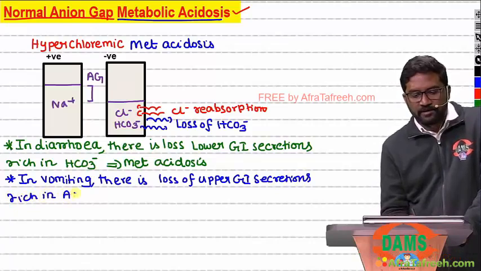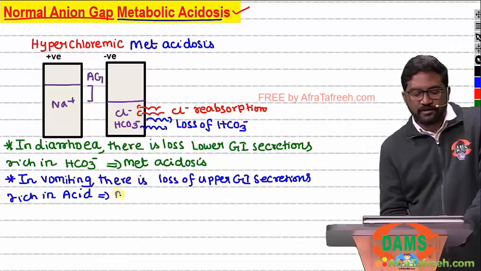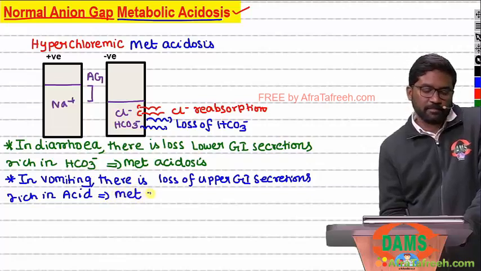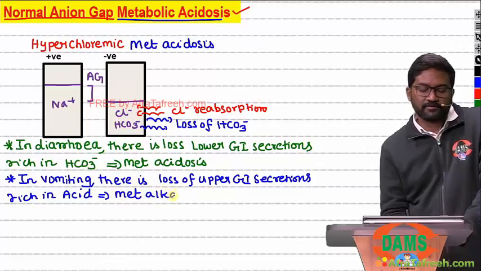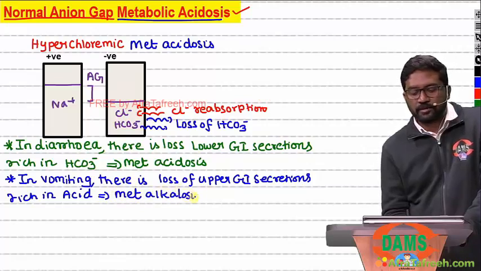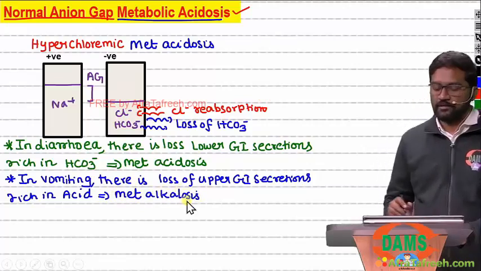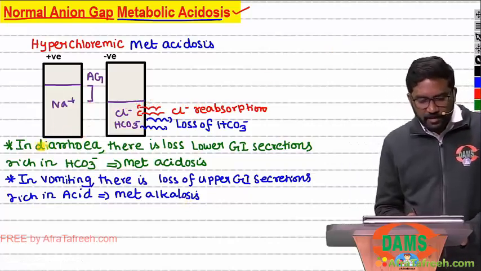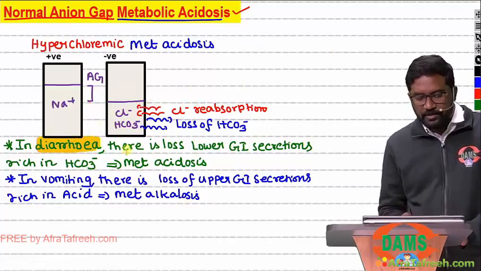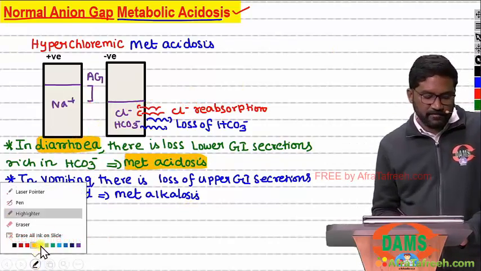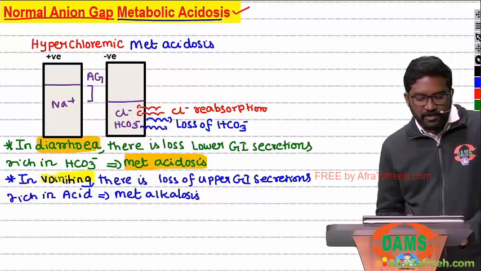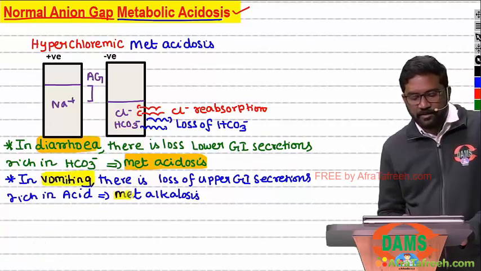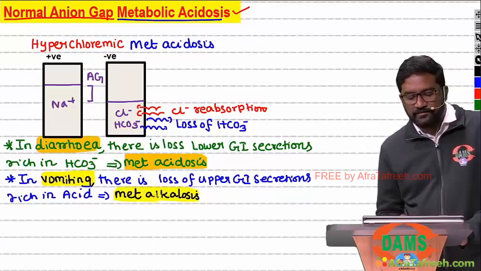Because acid is lost, what will this patient develop ultimately? Metabolic alkalosis. So in very simple words, diarrhea ultimately causes metabolic acidosis, whereas vomiting generally causes metabolic alkalosis.